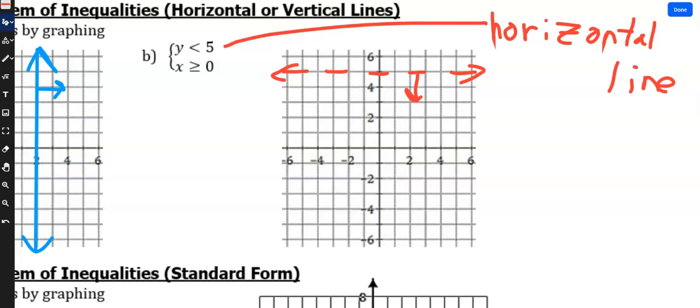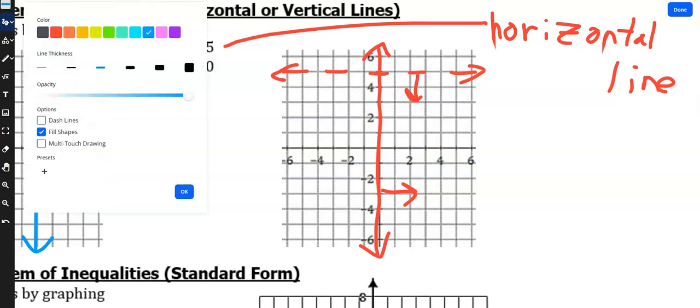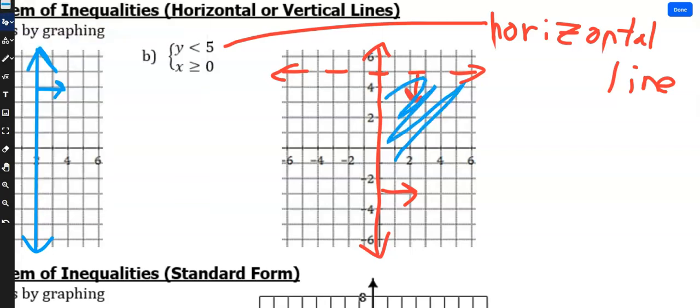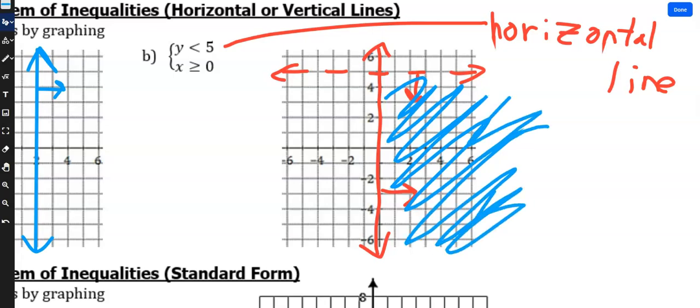Here we have x is greater than or equal to 0. That's another vertical line. Greater than, ooh, I did something wrong. Equal to, solid line. Okay, now greater than 0 would be to the right, and so we can see where they want us to shade. Out here.